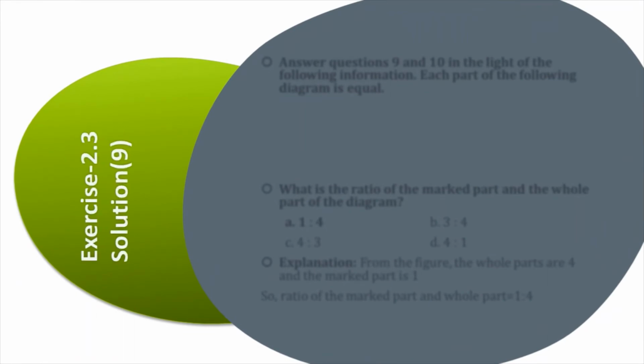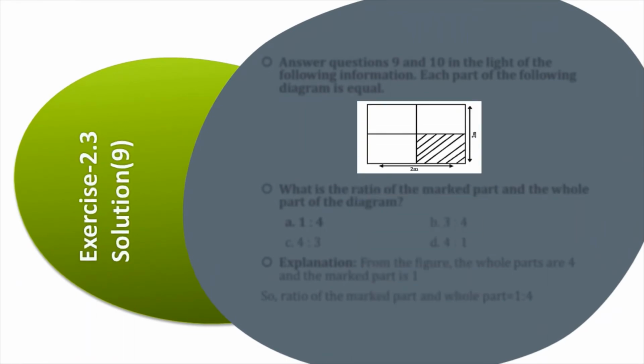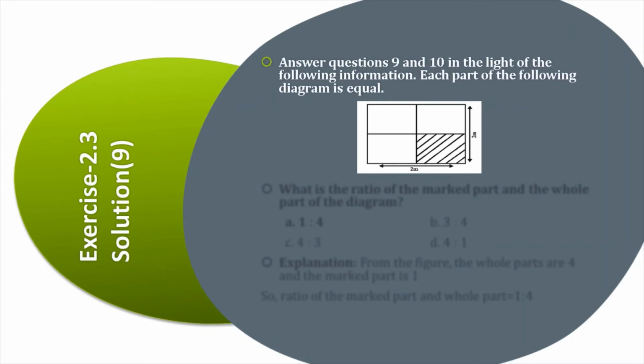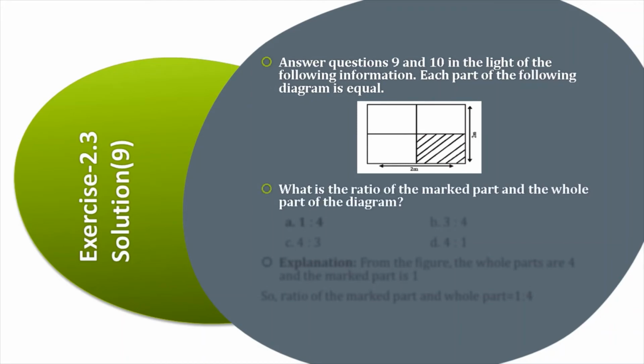Let us see the solution number 9. From this figure, you have to answer questions 9 and 10 in the light of the following information. Each part of the following diagram is equal to each other. That is question number 9. What is the ratio of the marked part and the whole part of the diagram? Let us see the options: 1 is to 4, 3 is to 4, 4 is to 3, 4 is to 1. My dear students, the marked part is 1 is to 4. That is our desired answer.